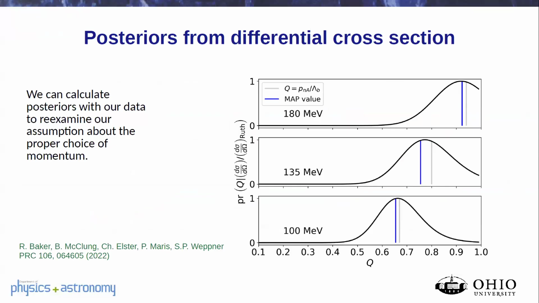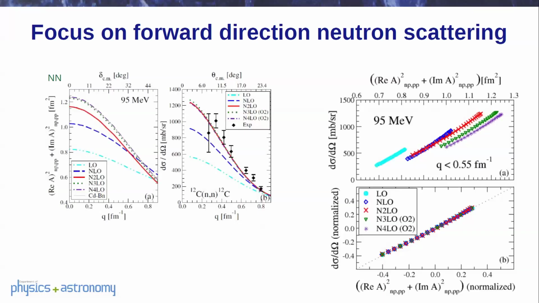We wanted to ask also another physics question while we are doing all of that. Namely, if you do neutron scattering, you can look in the dead forward direction of the cross-section. And this is an experiment which was done at Los Alamos. This is neutron scattering on carbon-12 at 95 MeV. And so I wanted to understand if the forward direction in neutron scattering is highly correlated with the NN interaction.